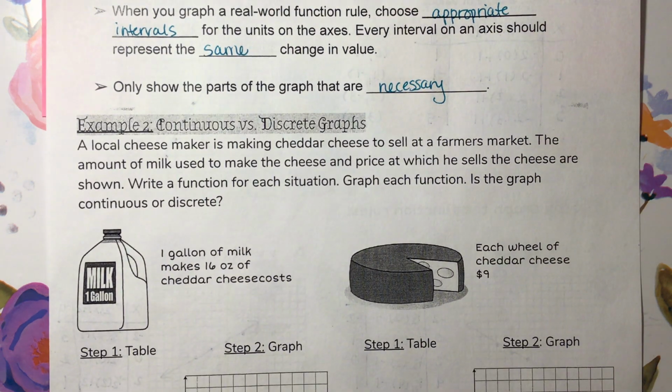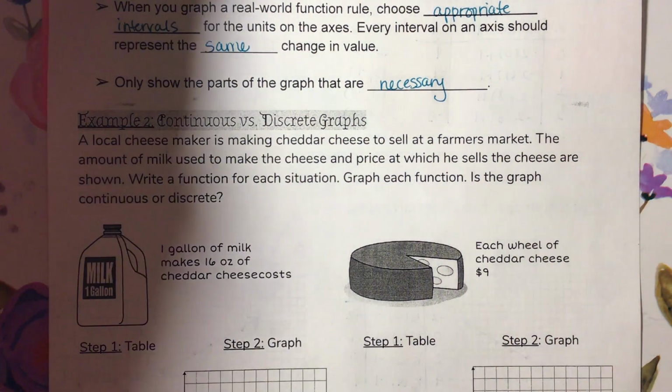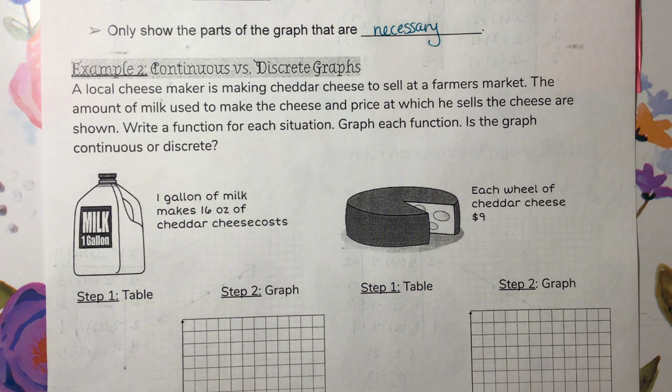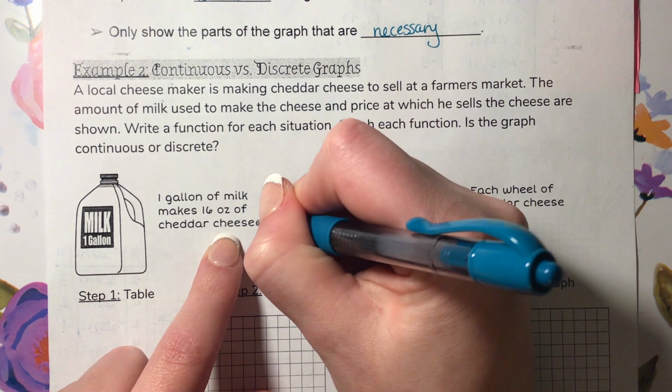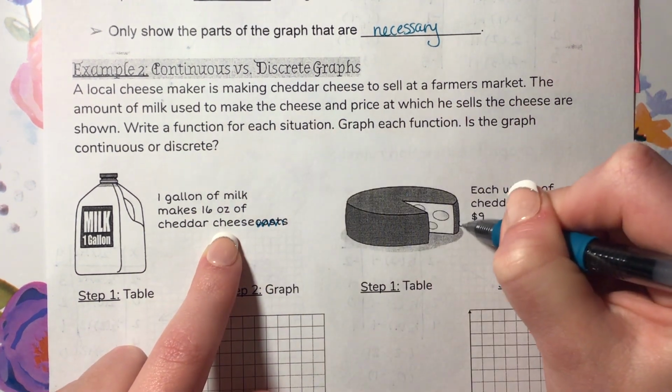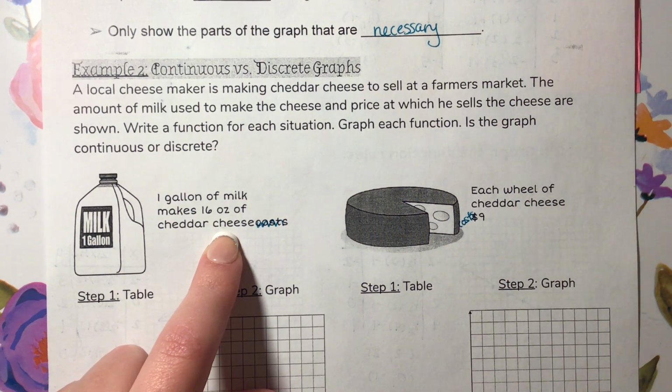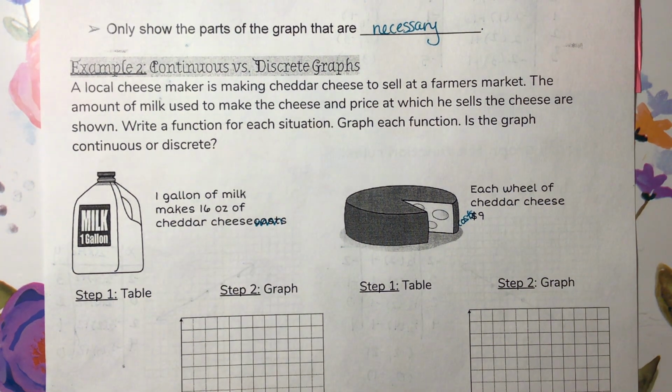So here we have a word problem, and we're going to see this continuous versus discrete graph in action. So it says, a local cheesemaker is making cheddar cheese to sell at a farmer's market. The amount of milk used to make the cheese and price at which he sells the cheese are shown. Write a function for each situation, graph each function. Is the graph continuous or discrete? So my first scenario is 1 gallon of milk makes 16 ounces of cheddar cheese. There we go. That was just a spacing issue in the computer, I guess.